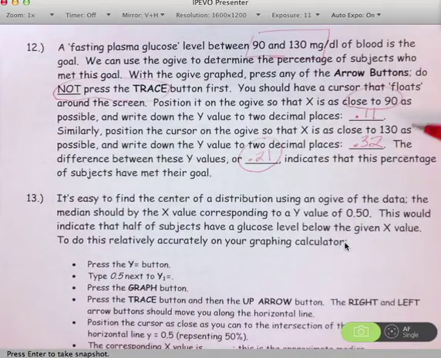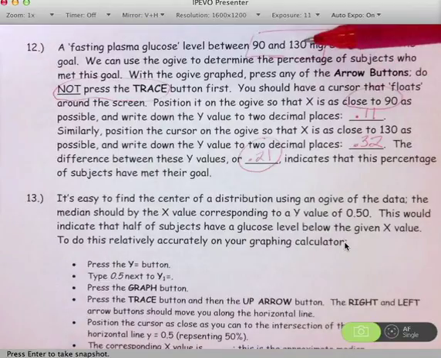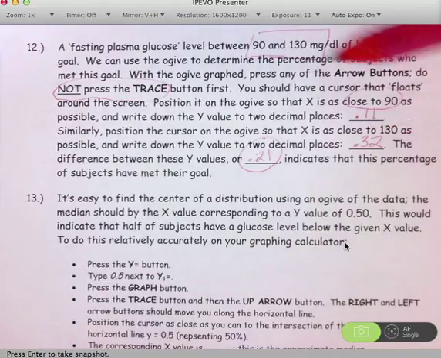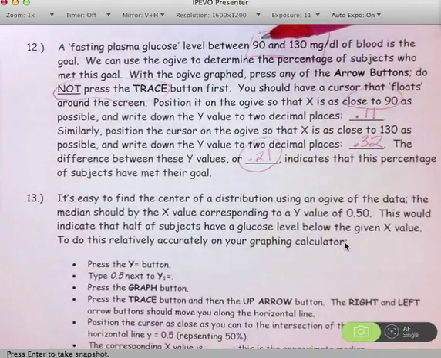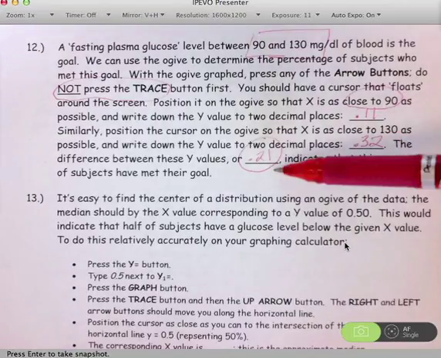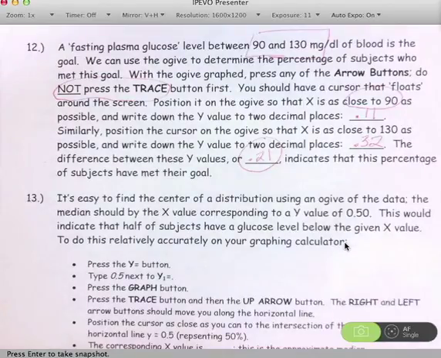So 32% of subjects are less than 130. There are 11% of subjects, though, that are too low. Those are the ones that are below the 90. I don't want to include them. I want the ones in between. So I want this 32%, but I need to take away the 11% that's too low. That gives me the 21%. Of course, we have the Ogive to calculate that. Sometimes all you have is the Ogive in order to do that calculation.